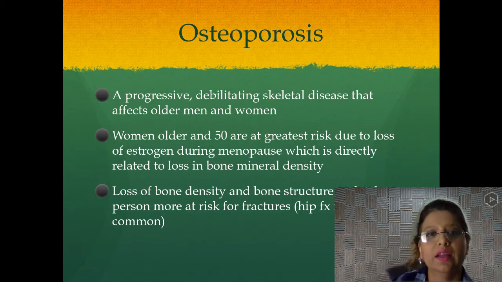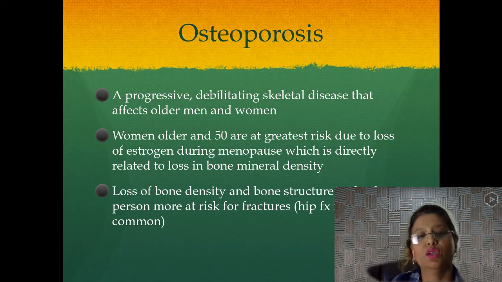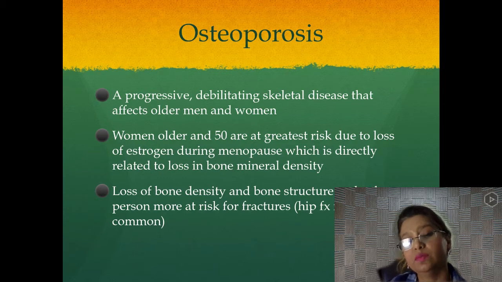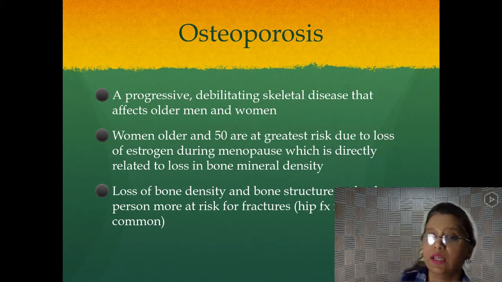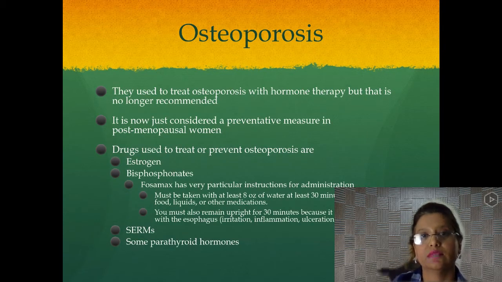Women over 50 years old are at greater risk of osteoporosis. Why? Because they lose estrogen, which is directly related to bone mineral density. It strengthens the bone. So when we don't have enough estrogen, we don't have enough bone mineral density, meaning the bones are not very strong, and it causes the loss of bone density and bone structure, which makes the person more at risk for fractures. Osteoporosis is just generalized weakness.